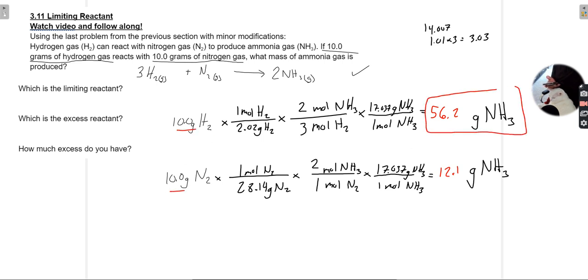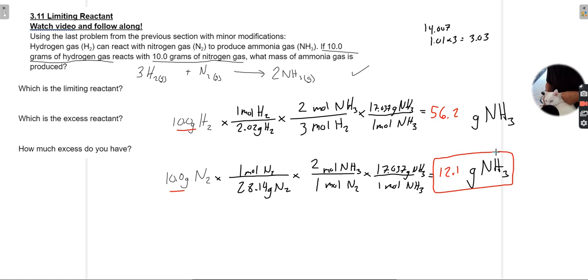So which one is the correct answer? Well, remember what we're trying to find out. We're trying to find out which one runs out first. So which one of these do you think is going to run out first? The one that can make 56 grams, or the one that can only make 12.1 grams? Since nitrogen can only make 12.1 grams, that's as much as we can make. So that is our limiting reactant. Nitrogen runs out first. All right.